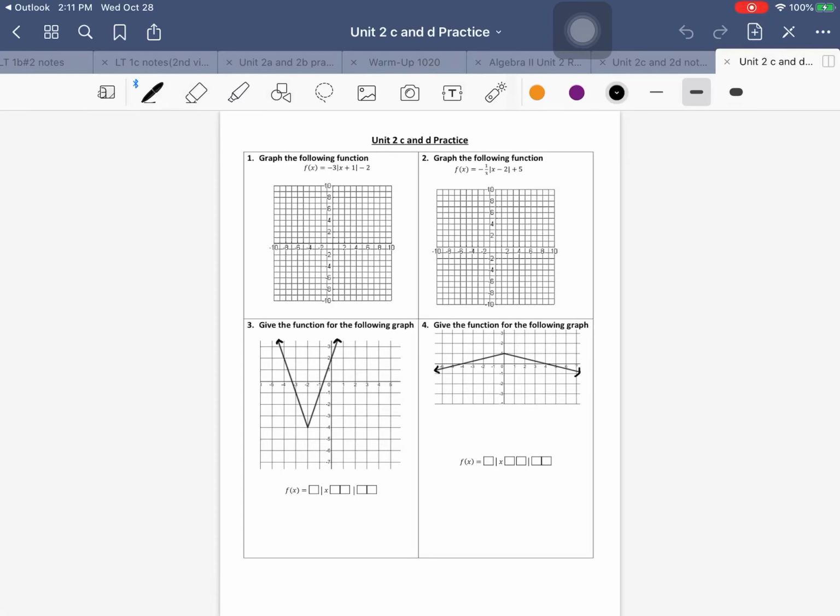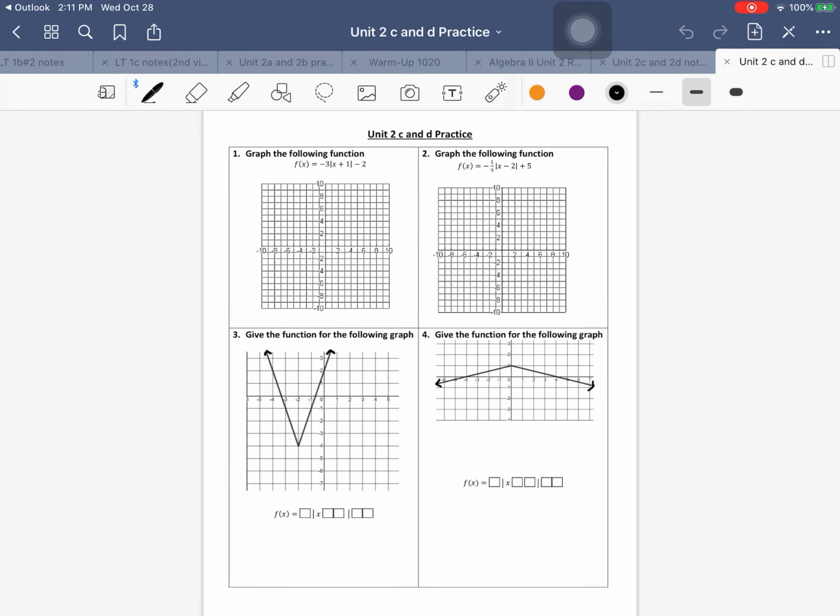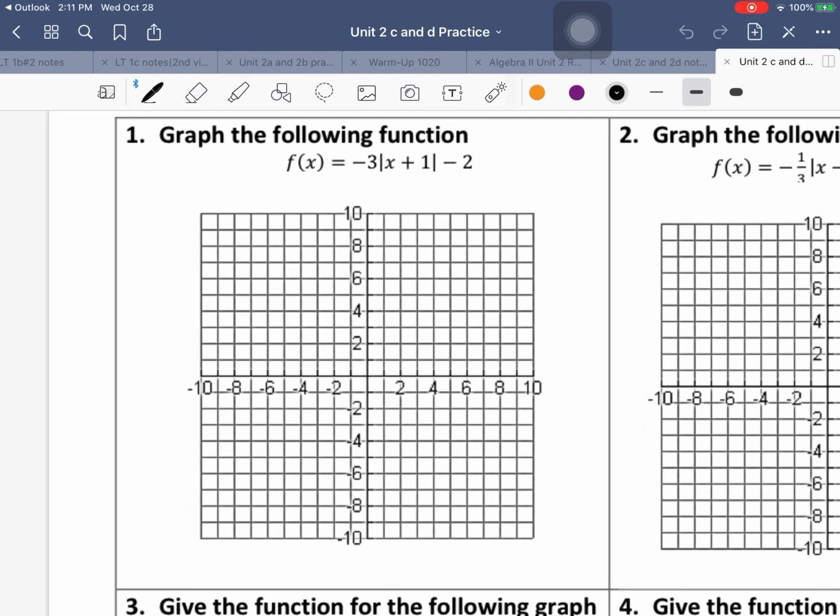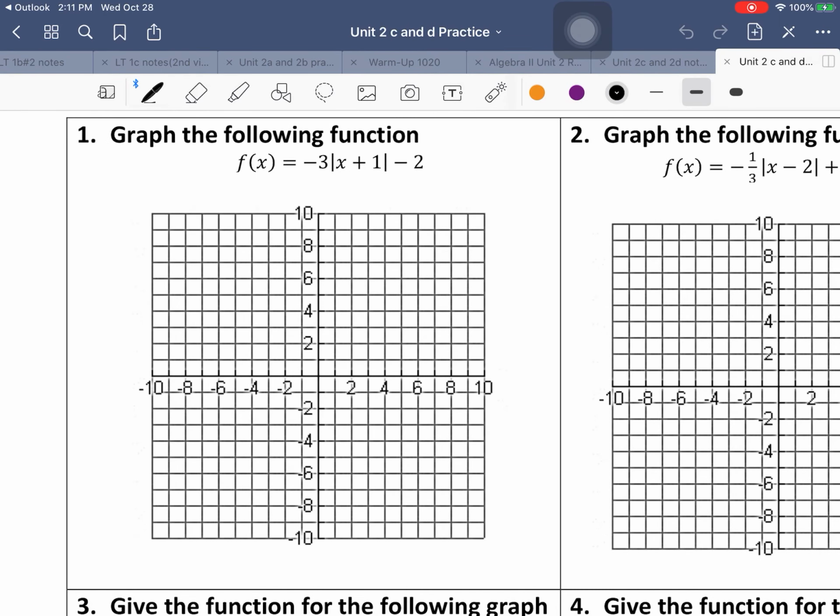Okay, this is working on the answers for the 2C and D practice. So the first page here, 1 through 4, is 2C. So let's dive into it. The first step is to find the vertex. So it's left 1 and down 2. So from 0, 0, we're going to go left 1, down 2, put a point.